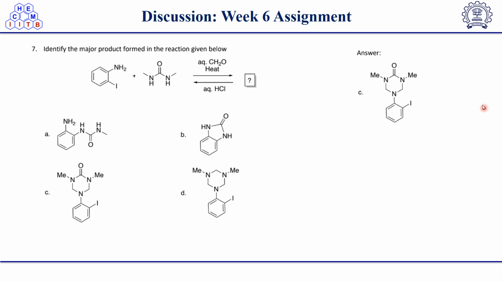So here the correct answer is option C. This is basically the protection of this aniline group, this NH2 group. It will first form this imine with this formaldehyde. As we can see, this carbon is here, the formaldehyde carbon is here. Then nitrogen will be attacking in a 1,4 addition fashion.